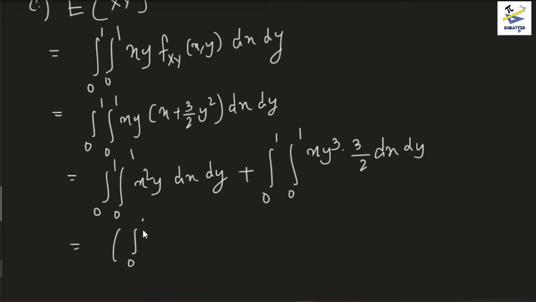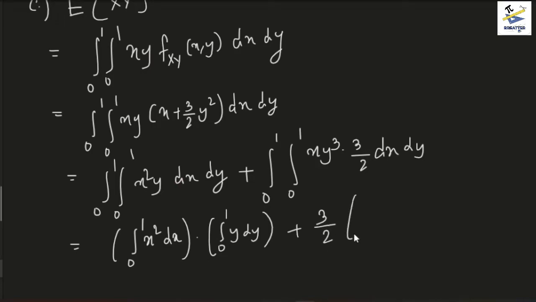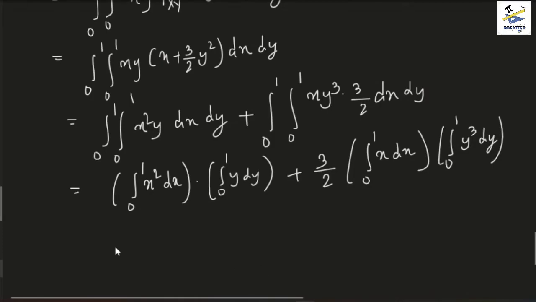So this becomes integral from 0 to 1 of x squared dx, multiplied by integral from 0 to 1 of y dy, plus 3/2 times integral from 0 to 1 of x dx, multiplied by integral from 0 to 1 of y cubed dy. Therefore the integral from 0 to 1 of x squared dx is simply 1/3.